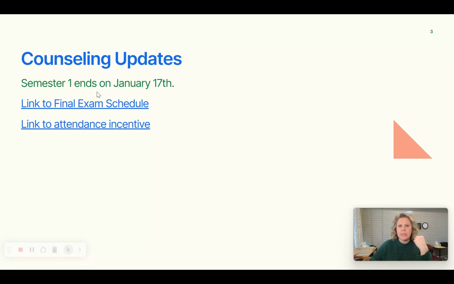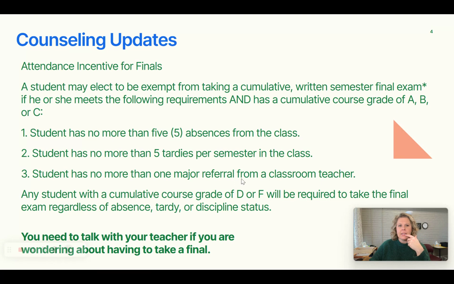So a reminder that semester one ends on January 17th. There's a link to the final exam schedule and the attendance incentive. Another reminder about the attendance incentive: you must have an A, B, or C in the course, no more than 5 absences, no more than 5 tardies, and no more than 1 major referral.